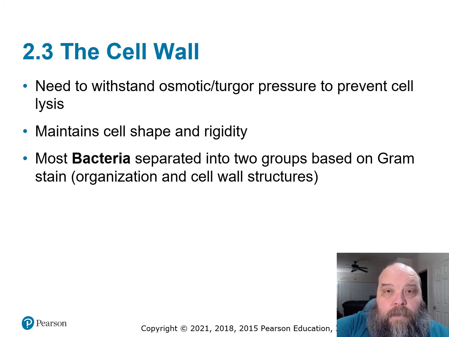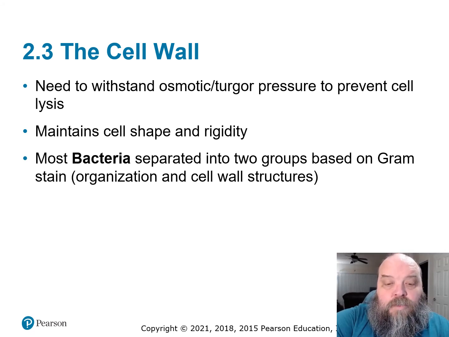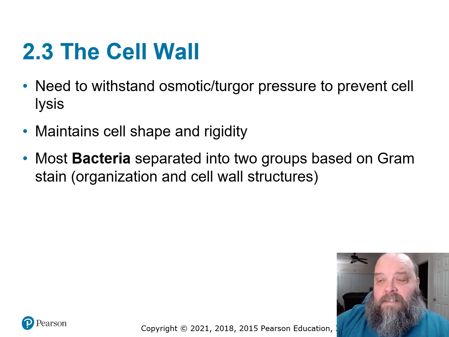Chapter 2, Section 3. Let me adjust this. Chapter 2, Section 3, the cell wall. Now, you need a cell wall, especially for these single-cell organisms that, for all intents and purposes, would be squishy. If they didn't have something solid, like this table or that wall behind my camera, to maintain the shape of that cell, cocci, bacilli, whatever.